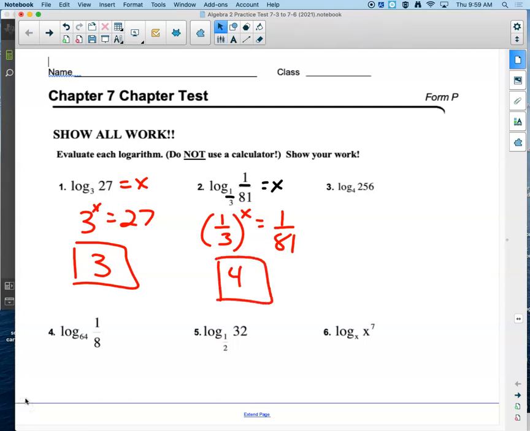Done. 1 to the 4th is 1. 3 to the 4th is 81. Again, the only time you're using negatives is if it goes from not a fraction to a fraction, or fraction to not a fraction. All right, number 3.